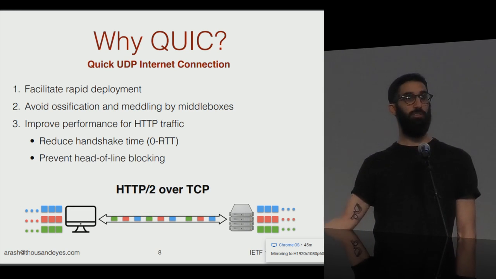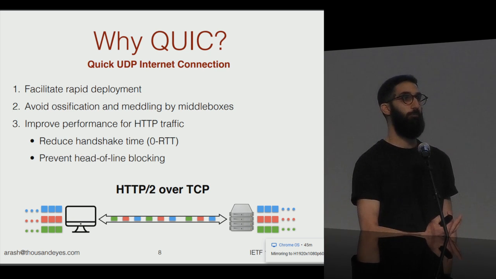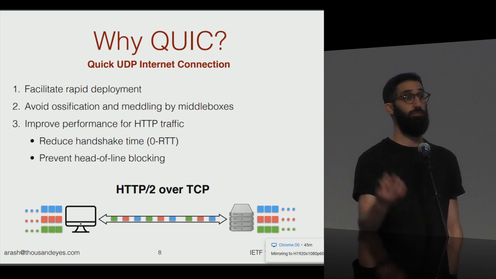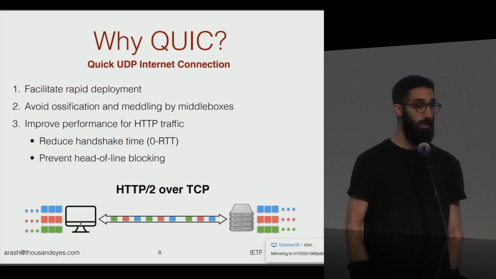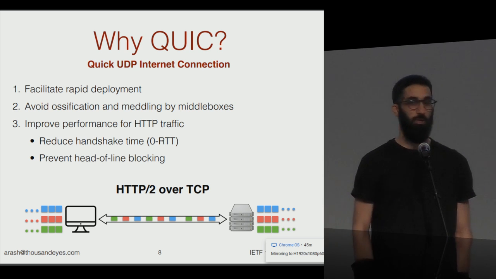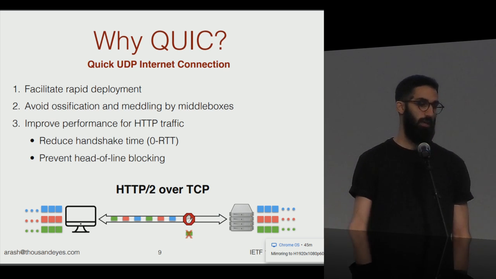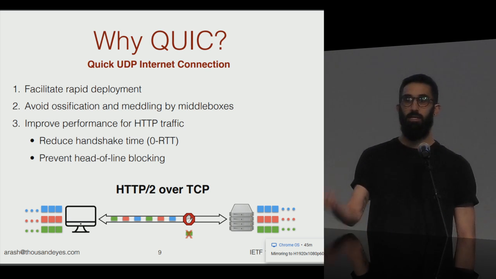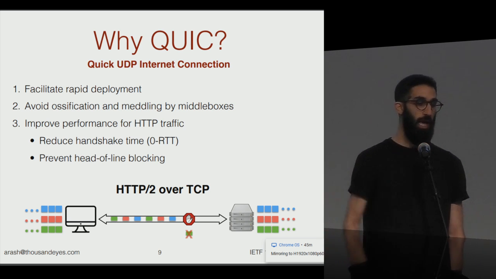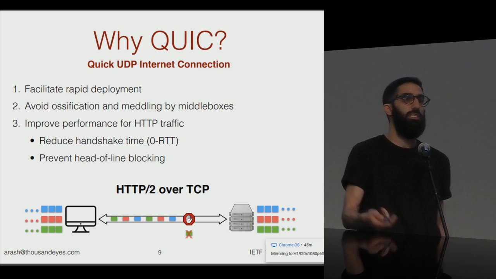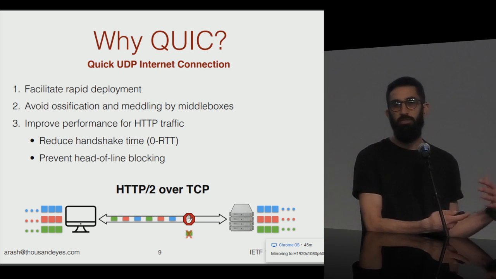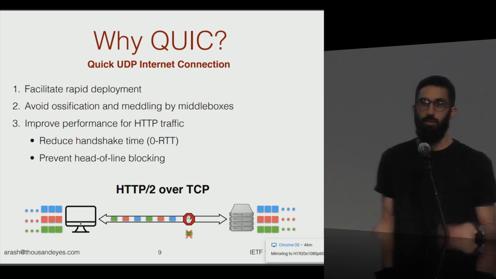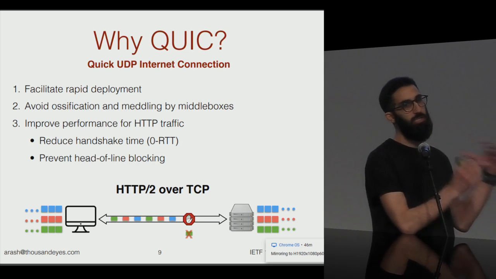HTTP 2 solves this by multiplexing HTTP streams into a single TCP connection. This is great. It gets rid of a lot of overhead. However, if any of these streams is blocked for whatever reason, then all of those streams are blocked. And the reason for this is because TCP is agnostic to the HTTP streams. As far as TCP is concerned, you have a stream of bytes that needs to go from one end to the other end.